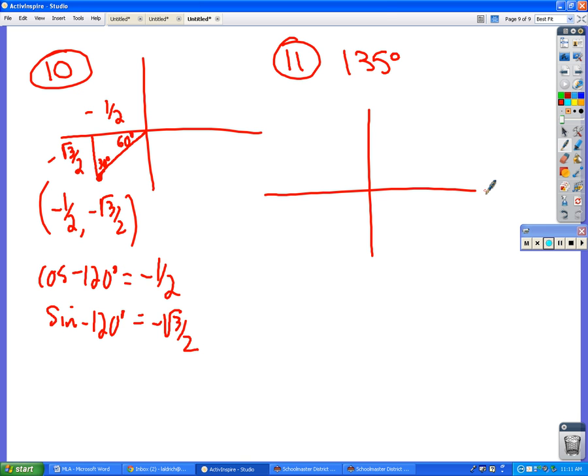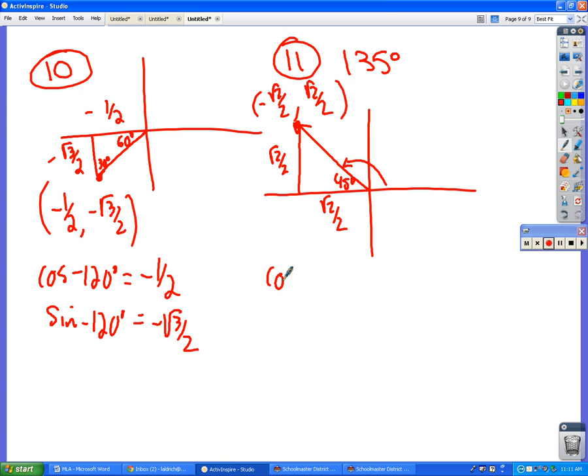I wonder why. All right, 135 degrees is right there. So this is 135 degrees, but again, I want this reference triangle. So 45, 45, 90, so that gives me root 2 over 2 and root 2 over 2. The x is negative because we went left first. The y is positive because we went up. So the cosine of 135 degrees is negative root 2 over 2, and the sine of 135 degrees is positive root 2 over 2.